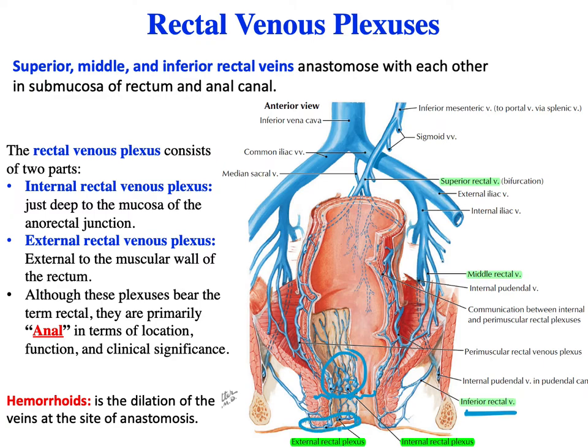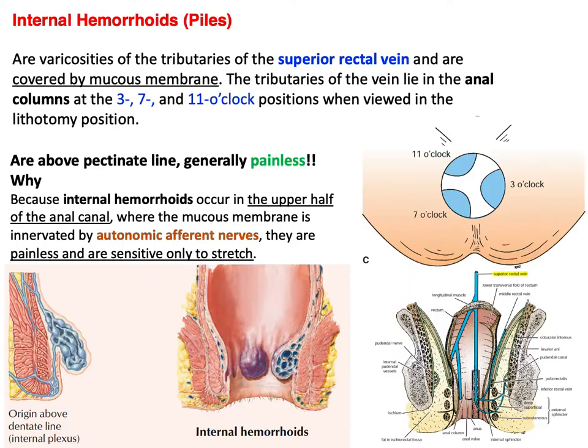Not internal rectal plexus, external rectal plexus. Although they are outside the rectum and away, somebody can say we have to call them external anal plexus, but the terms don't indicate what this means. Anyway, we call them external rectal plexus. So hemorrhoids can occur anywhere in these plexuses or in any tributaries of the veins. So let us start with the internal hemorrhoids, or what we call piles.